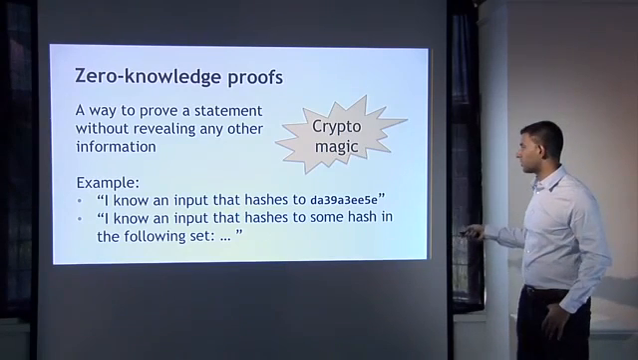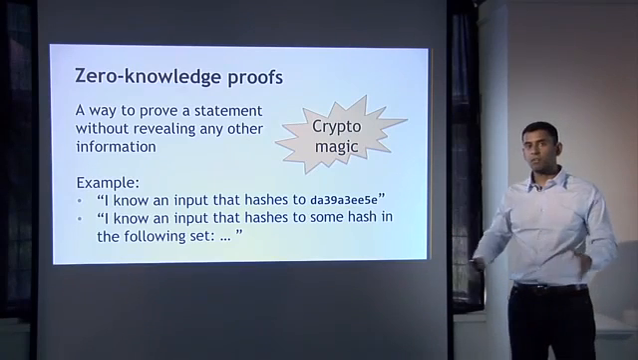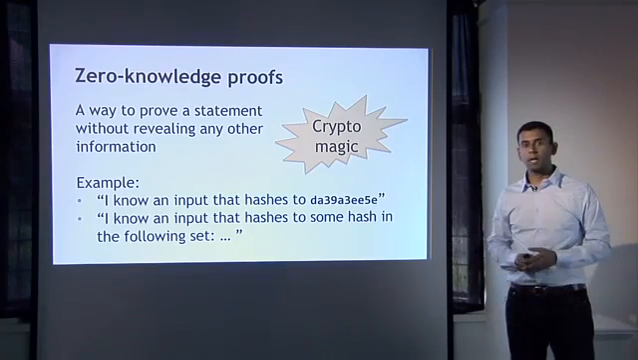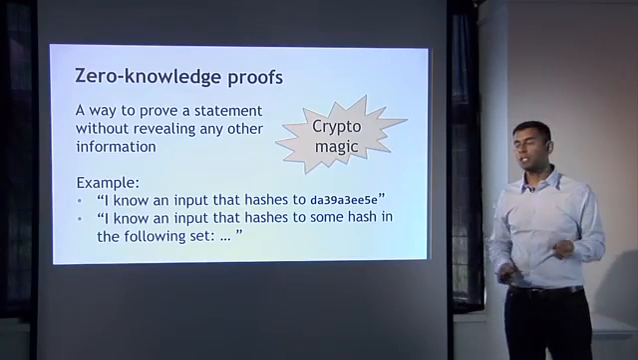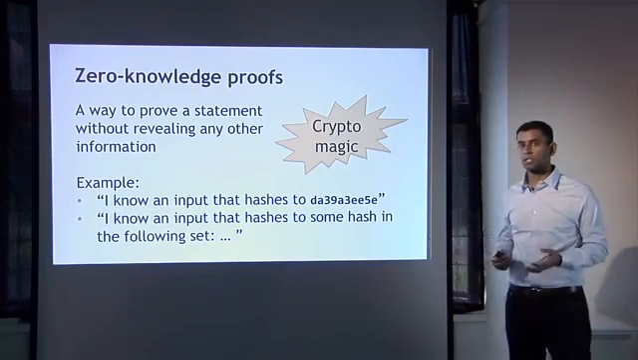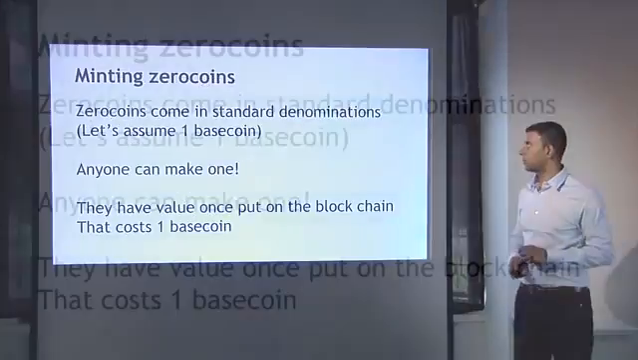A more complex version of this is you could say, I know an input that hashes to some hash in a following set of several different possible outputs. And the zero-knowledge proofs that ZeroCoin is going to use is something that's very similar to the second category here. Okay. Let's dive in a little bit more.